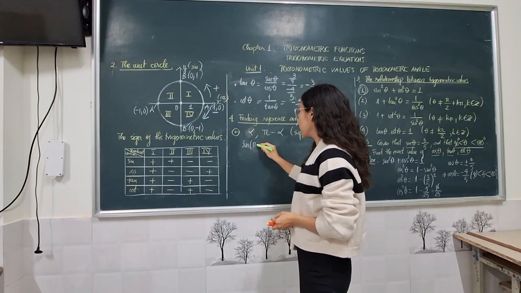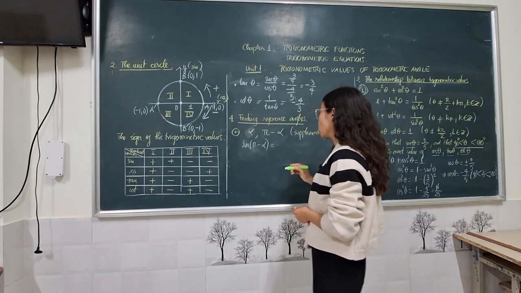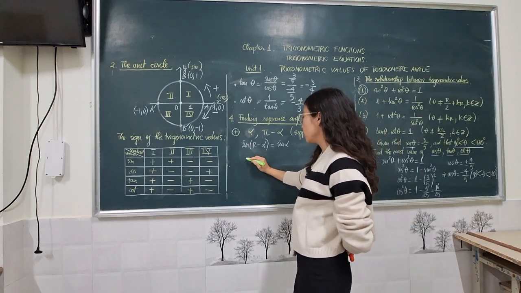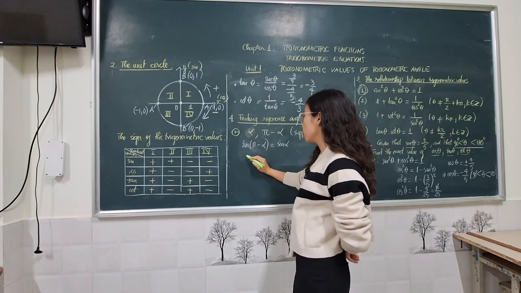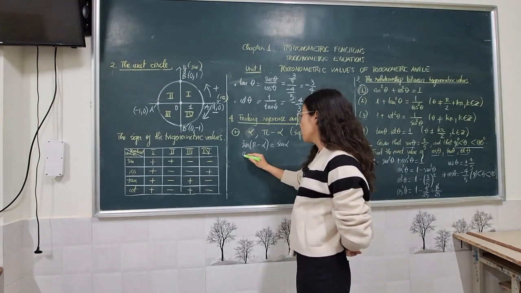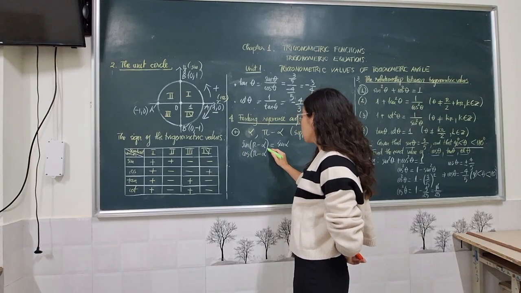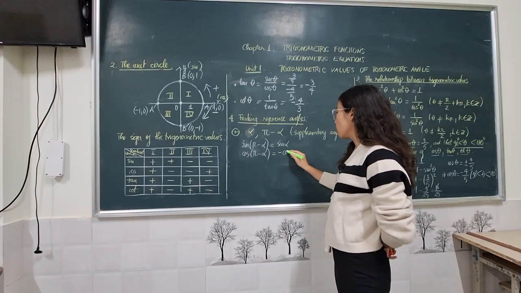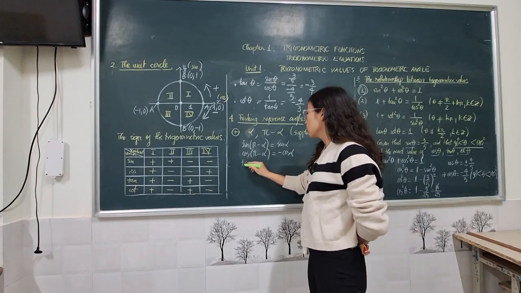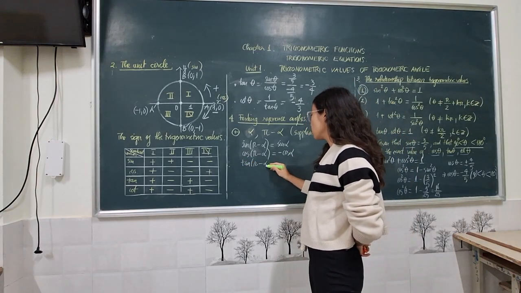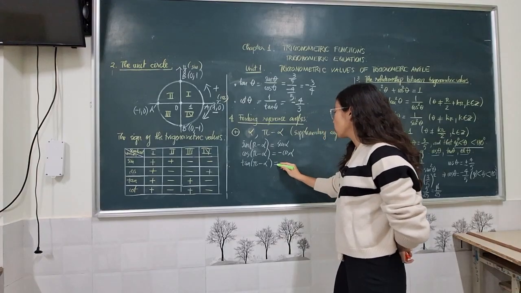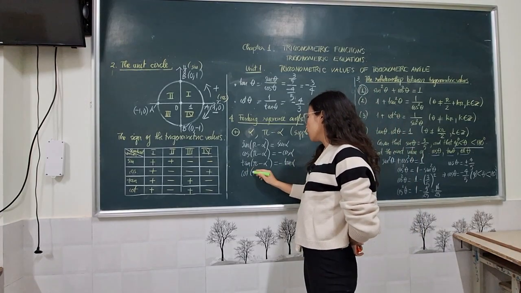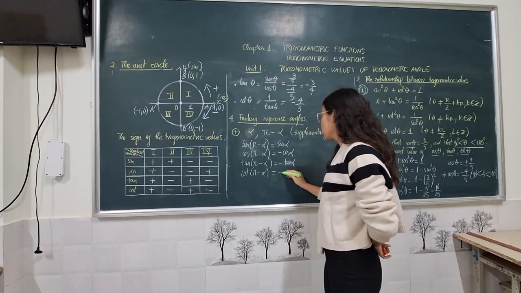So the relationship between the trigonometric values of both angles is: sine of pi minus alpha equals sine alpha. But the other trigonometric values have the opposite sign. Cosine of pi minus alpha equals negative cosine alpha. Tangent of pi minus alpha equals negative tangent alpha, and do the same with the cotangent.